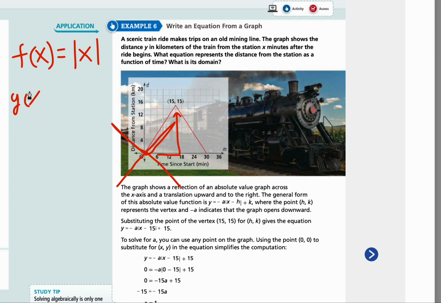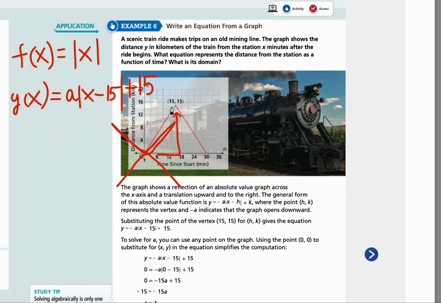So g of x equals... your horizontal translation happens inside your function, so inside the absolute value. If you're going right, you're subtracting 15, right 15 units, subtract 15. And then you're adding 15 outside the function to go up. And then you will have a stretch. So let's figure out that number a outside the function in order to figure out our stretch and the reflection. That should be a negative.